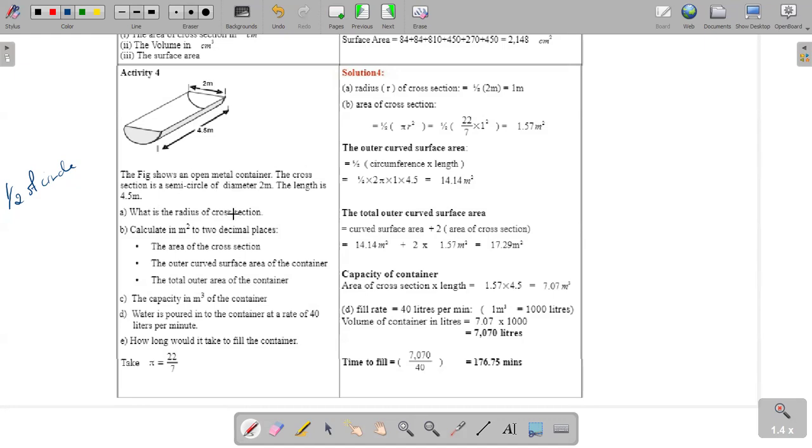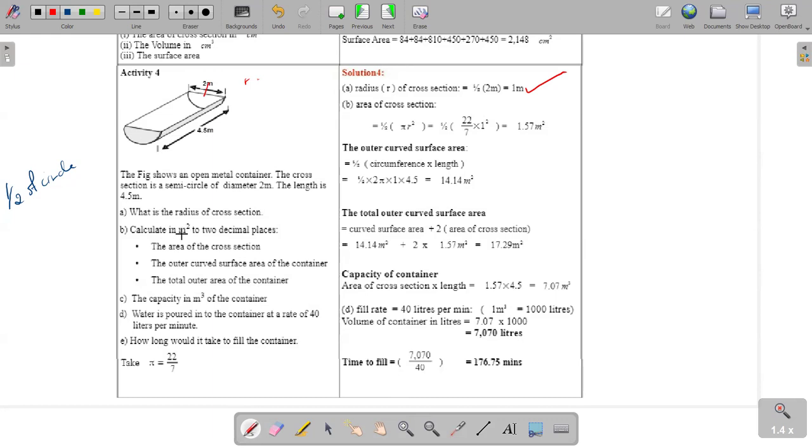What is the radius of the cross section? This is the one I'm just going to go through quickly. If the diameter is 2, we know that the radius is half. So that means the radius is 1 meter long. Let's just go quickly and make sure everybody is with me. Everybody understand that one? Everybody got it? Radius is half of a diameter. So you just have to divide by 2 or halve it, right? Next one.